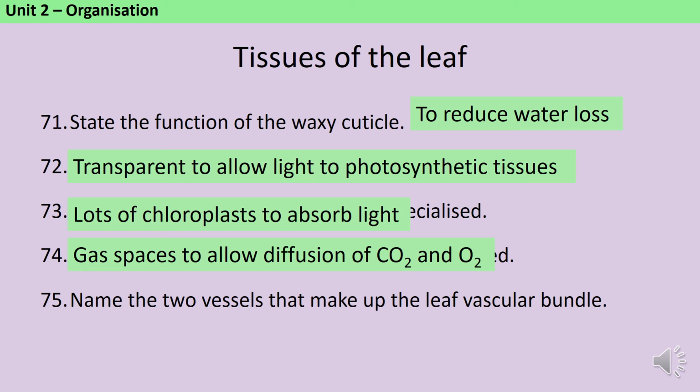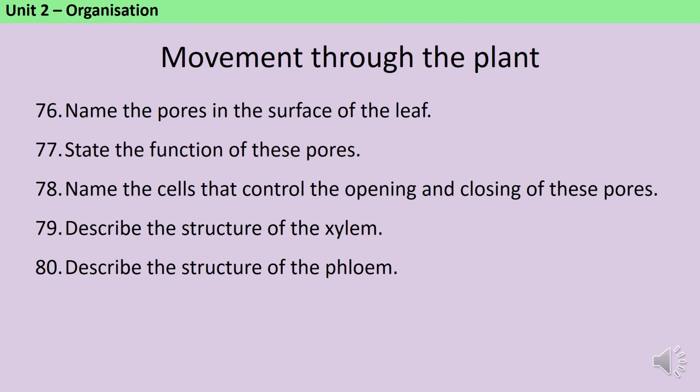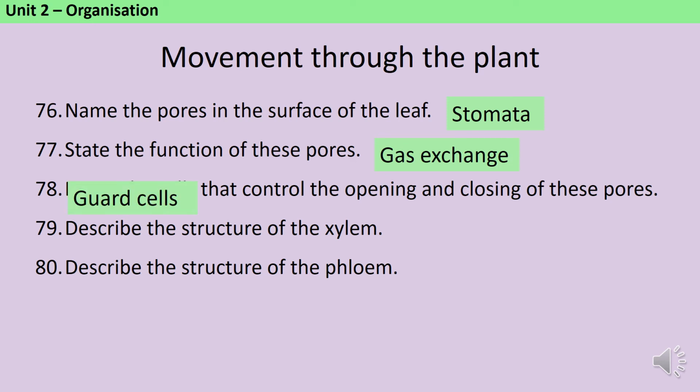The two vessels in the vascular bundle are the xylem and the phloem. The pores in the surface of the leaf are called stomata, and these pores are there to allow gas exchange. The cells on either side that open and close them are called the guard cells.